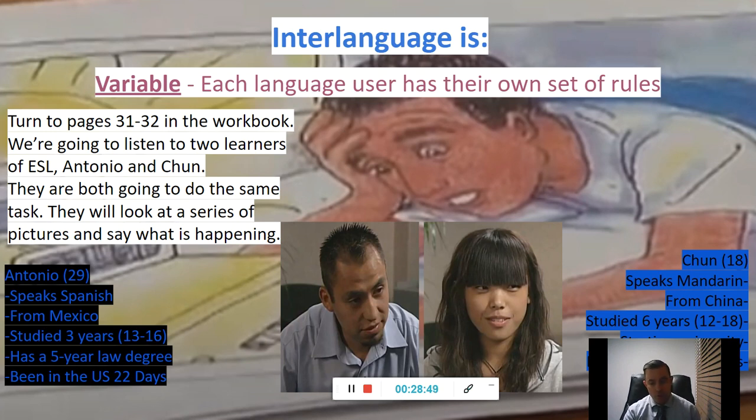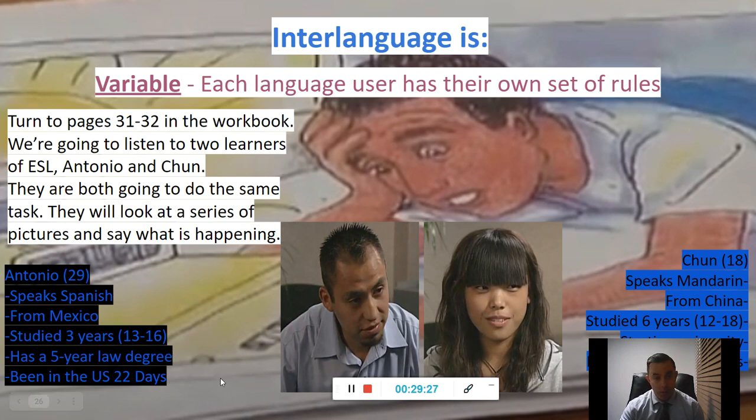If you turn to pages 31 to 32 in your student book, you're going to see two learners of ESL, Antonio and Chun. They're both going to do the same task. They will look at a series of pictures and say what's happening. That's one of the pictures in the background there. It's a story about a guy named Ahmed who is running late for school.